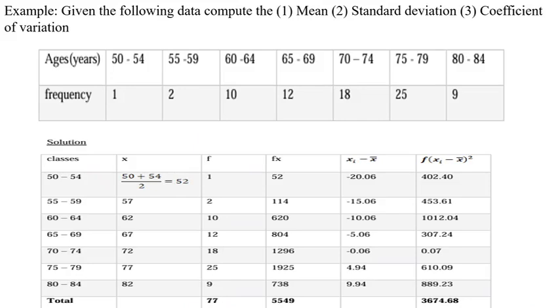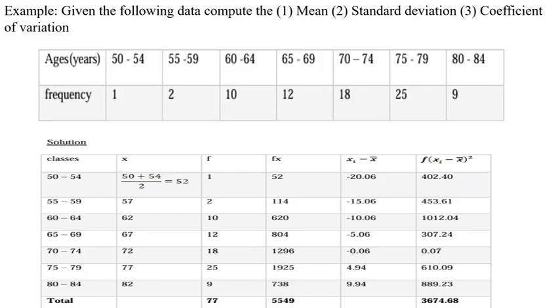So another example, they said, given the following data, compute the mean, standard deviation, and coefficient of variation. The first thing is, these are the data given with ages in years. We have from 50 to 54, the frequency is 1. 55 to 59, the frequency is 2. 60 to 64, the frequency is 10. 65 to 69, the frequency is 12. 70 to 74, the frequency is 18. 75 to 79, the frequency is 25. And 80 to 84, the frequency is 9.